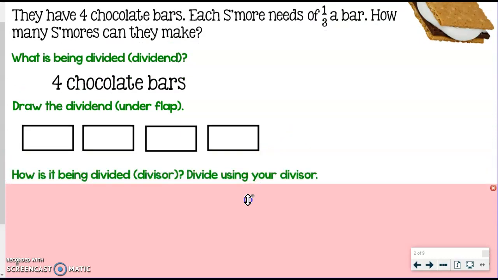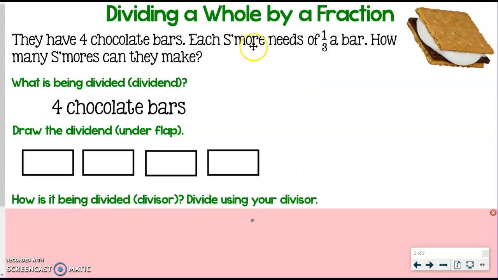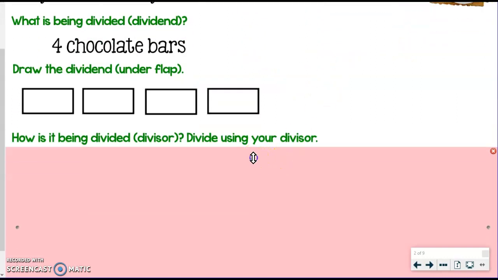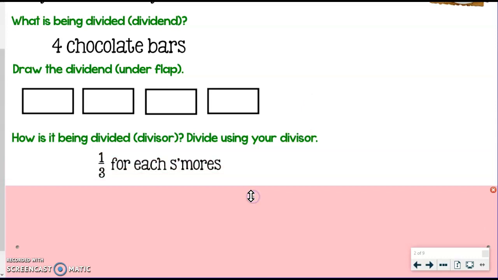Now we have to figure out how we are dividing those 4 chocolate bars. What's our divisor then? Well, we're breaking up the chocolate to make these s'mores. We want 1/3 for each s'more. So that's how we're dividing it, into thirds.